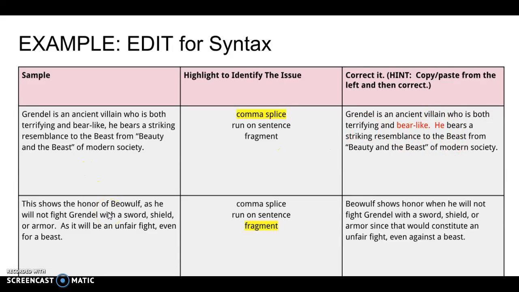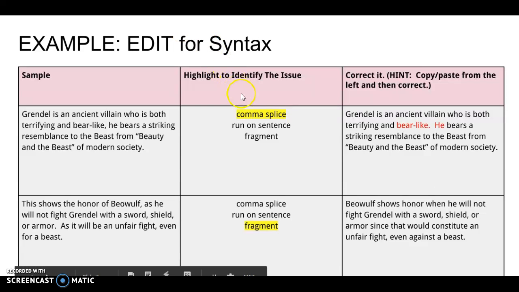If we look at this next one, this shows the honor of Beowulf, as he will not fight Grendel with a sword, shield, or armor, as it will be an unfair fight even for a beast. Okay, so that's a fragment sentence, as it will be an unfair fight even for a beast. So you would identify it as a fragment, and then you would revise it over here. So the revision here that's given to you is Beowulf shows honor when he will not fight Grendel with a sword, shield, or armor, since that would constitute an unfair fight, even against a beast.